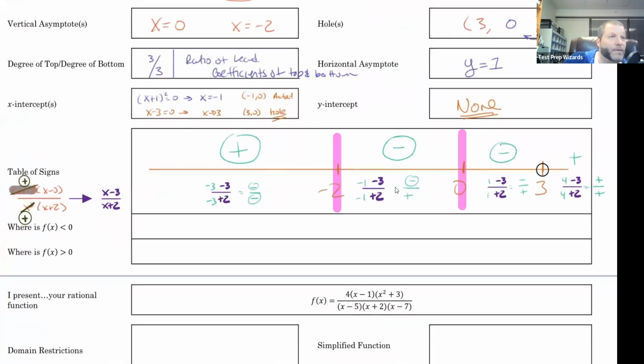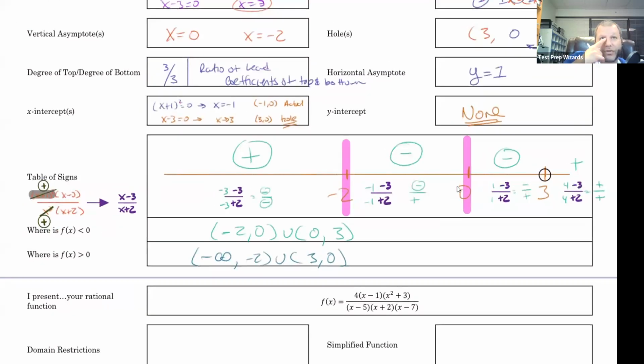So if we want to analyze where the function is less than 0, again, we want to be careful about our domain restrictions. It's less than 0 between negative 2 and 0, union 0 and 3. Again, this is not negative 2 to 3, because 0 is not part of our domain. And then finally, it's positive from negative infinity to negative 2, and then again from 3 to infinity. All right, so that is our answer. Those are our values.